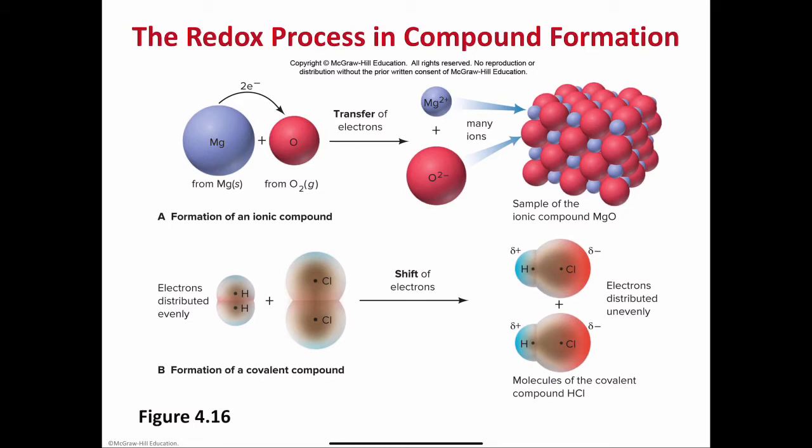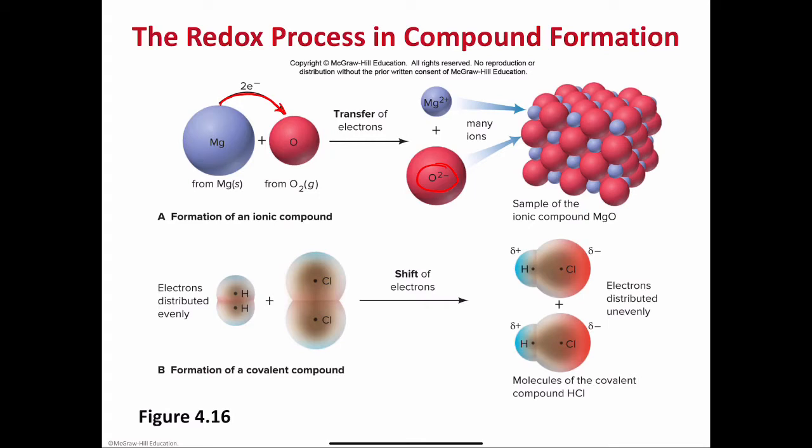If we take a look at figure 4.16, it shows the formation of an ionic compound and the formation of a covalent compound. With an ionic compound, we have magnesium and oxygen, and you can see that magnesium is transferring 2 electrons. Magnesium has 2 valence electrons and is transferring these electrons over to oxygen to give us oxide, so O2 minus. So again, it's a transfer of electrons.